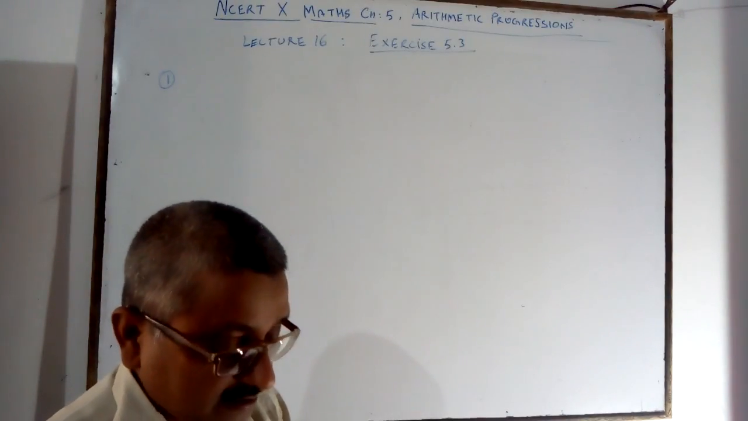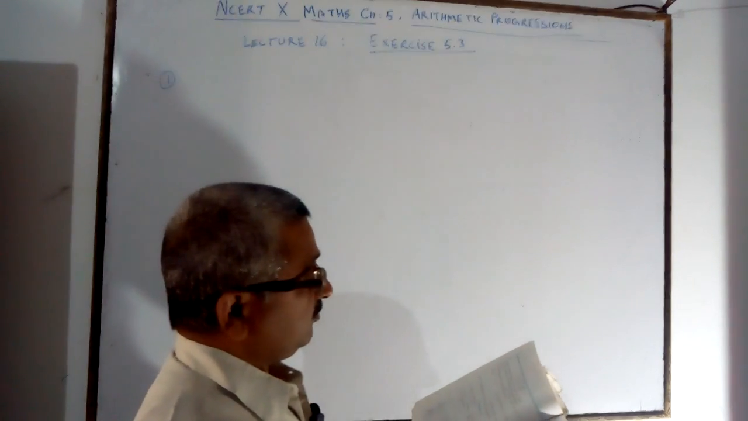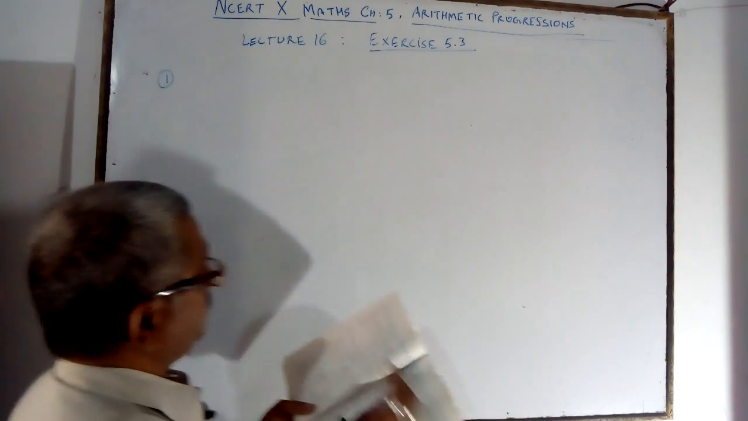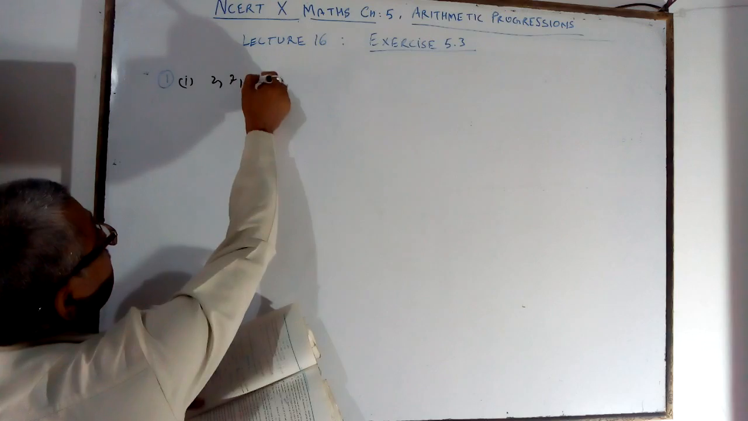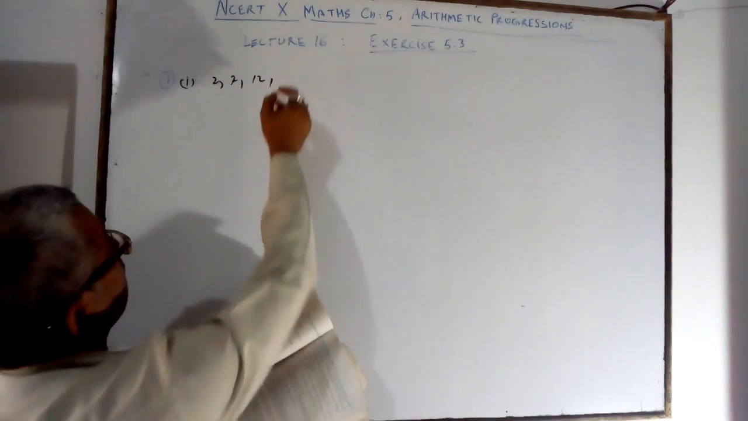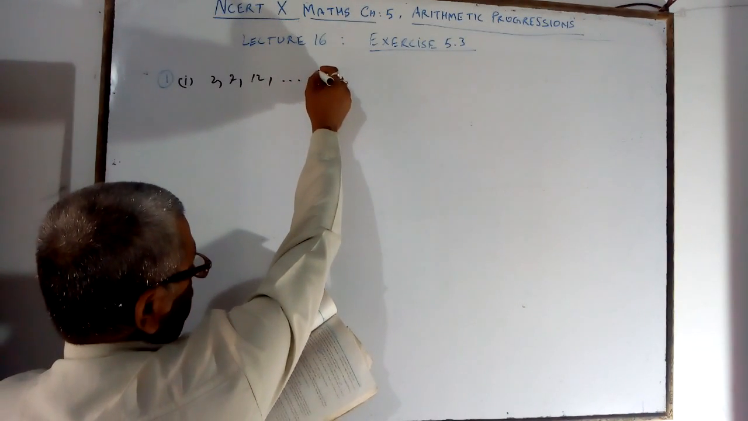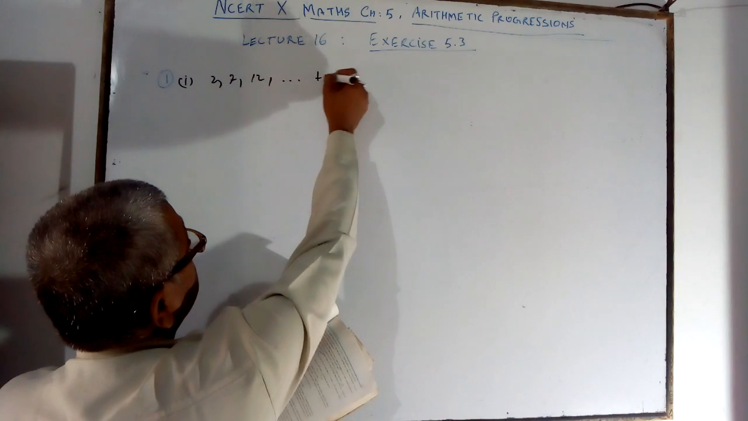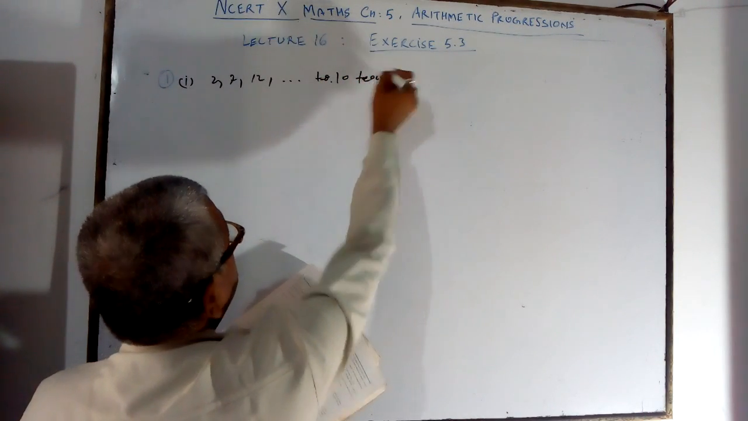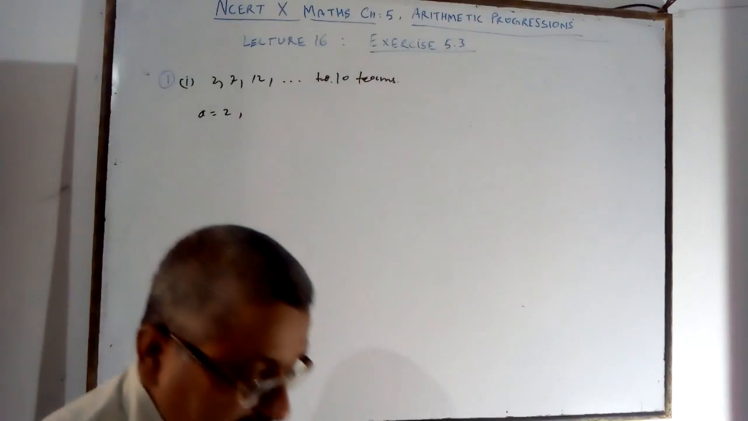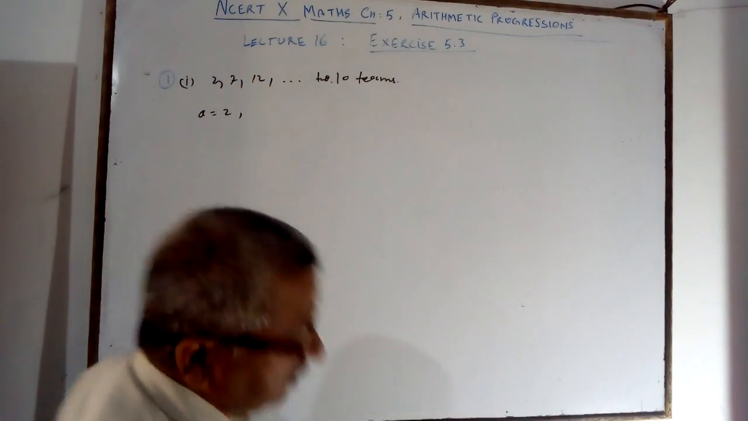Question number 1. Find the sum of the following AP. The first part is given: 2, 7, 12, and so on, up to 10 terms. Because it is an AP, you will apply the formula.